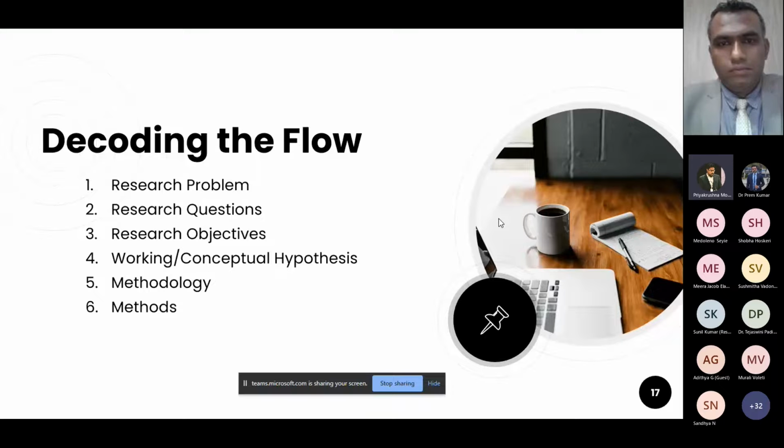A good question will lead you to a good objective or objectives. Every good objective will lead you to a good conceptual or working hypothesis. And after choosing the hypothesis, if you have a good hypothesis in your hand, you just have to go for a good methodology choice, which is done through literature review. And methodology directs you towards the methods. So problems will lead you to the questions. Questions will lead you to the objectives. Objectives will lead you to the hypothesis. Depending on the hypothesis, you will choose your methodology, and depending on your methodology, you will choose the methods.